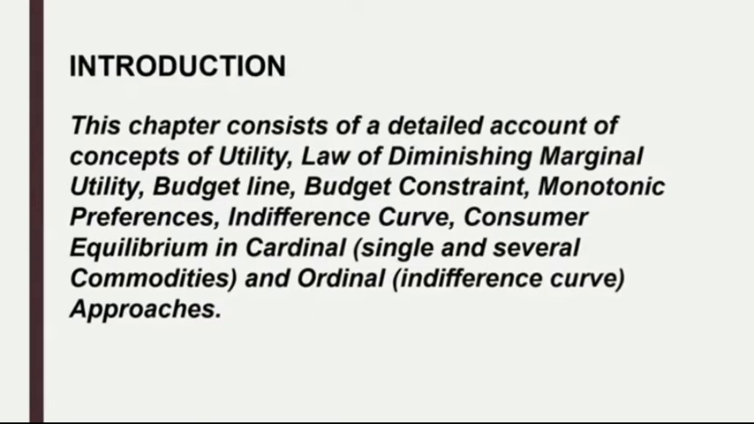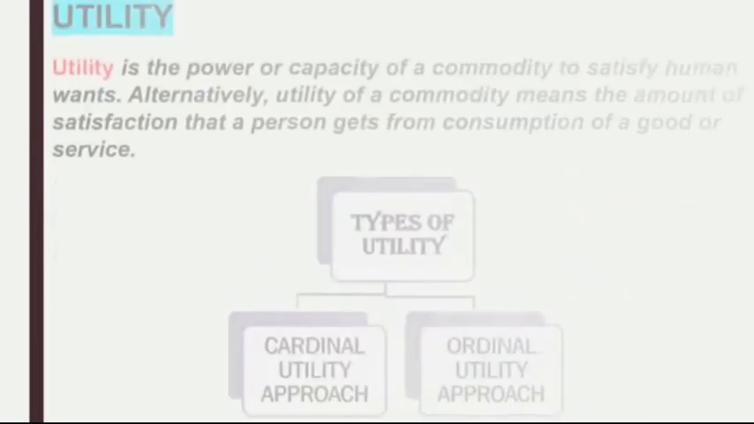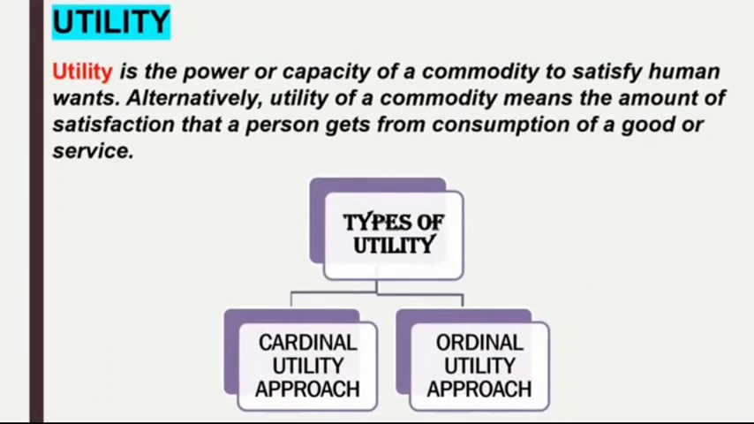So the first topic of this chapter is utility. Utility is the power or capacity of a commodity to satisfy human wants. Alternatively, utility of a commodity means the amount of satisfaction that a person gets from consumption of a good or service. As you can see in the chart, there are two types of utilities, that is cardinal utility approach and ordinal utility approach. In the upcoming slides we are going to discuss both types in detail.